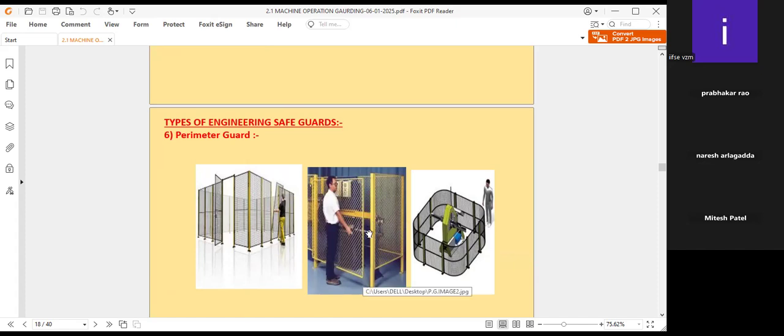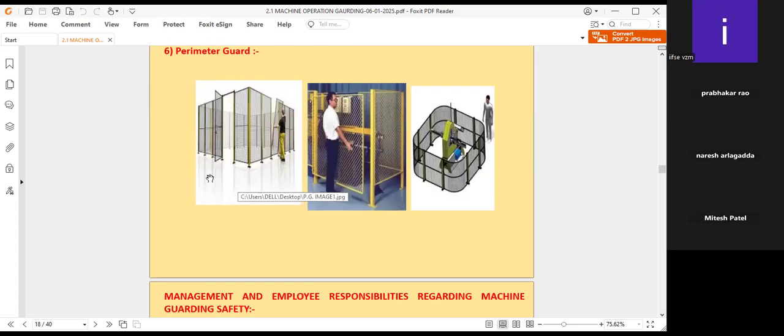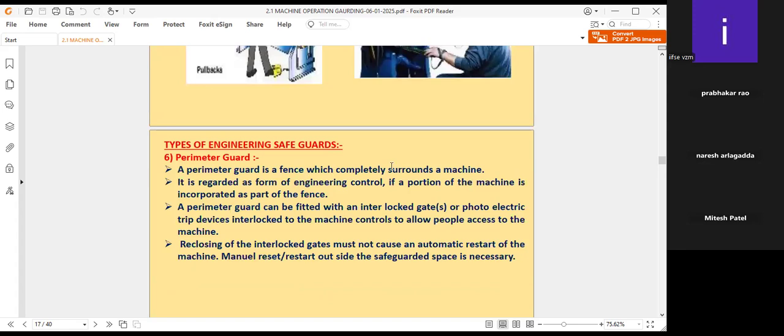Wherever the isolators are fixed, the fixed guard is to be taken care of with a railing gate or a gate that can easily be removed. Authorized operators and authorized engineers can go into the operation. A perimeter guard is a fence which completely surrounds a machine. Like I told already, a 132 kV substation is surrounded by aluminum sheets, aluminum rods and aluminum fencing, with a dangerous skull figure saying hazardous area or dangerous area.